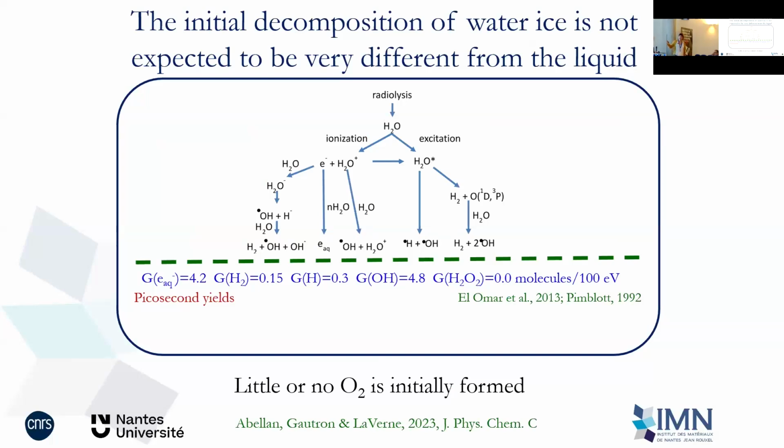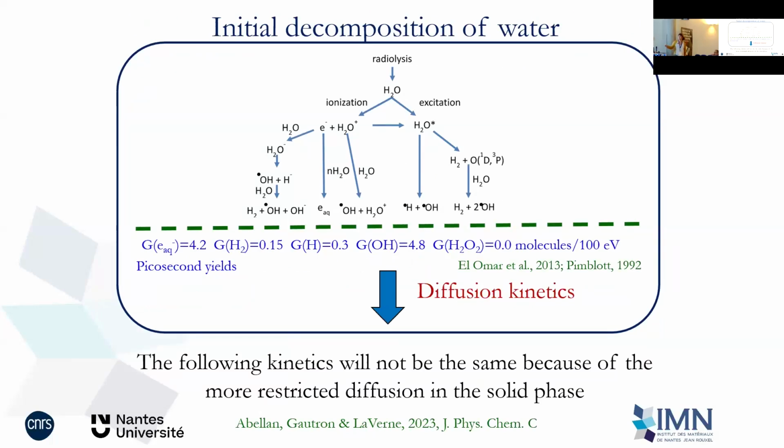So in principle, we were assuming that we could do this to a certain extent. And because it's ice, and you are also changing the temperature, there is something else that you have to take into account. Until the picosecond time scale, it is assumed that these G values, the production that they have measured in radiation chemistry for picosecond yields, should be the same. And what we see is that there is little or no molecular oxygen. This is a secondary product, so it is not here. And then from here, there is diffusion kinetics. There are all these species and the way they are going to diffuse, and this is going to change with temperature. So we are looking at the kinetics from here. This is what we were trying.